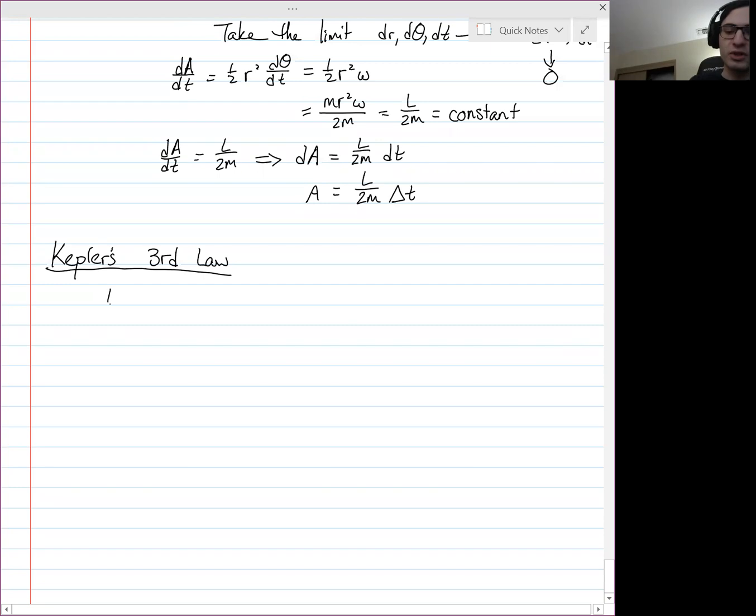So let's check Kepler's third law here. Let's check it for circles first, because circles are going to be easier.